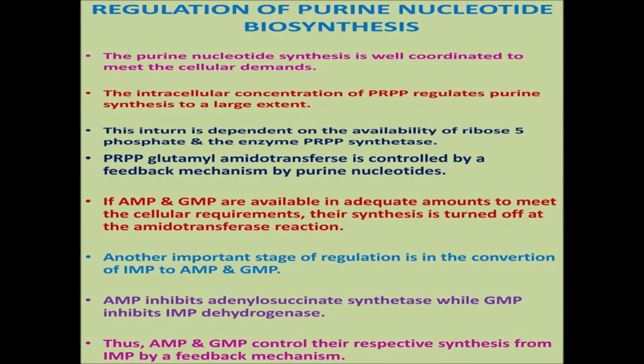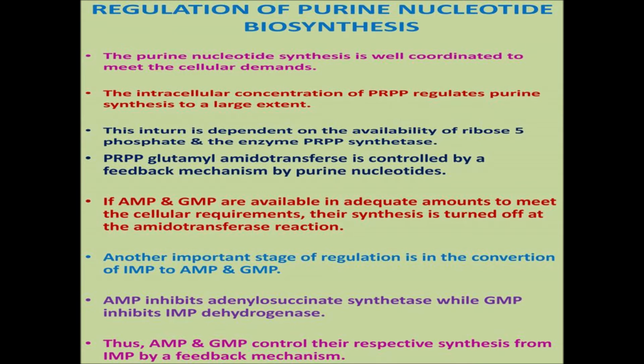Regulation of purine nucleotide biosynthesis. Purine nucleotide synthesis is well coordinated to meet the cellular demands. The intracellular concentration of PRPP regulates purine synthesis to a large extent. This in turn is dependent on the availability of ribose 5-phosphate and the enzyme PRPP synthetase. PRPP glutamyl amidotransferase is controlled by a feedback mechanism by purine nucleotides. If AMP and GMP are available in adequate amounts to meet the cellular requirements, their synthesis is turned off at the amidotransferase reaction.